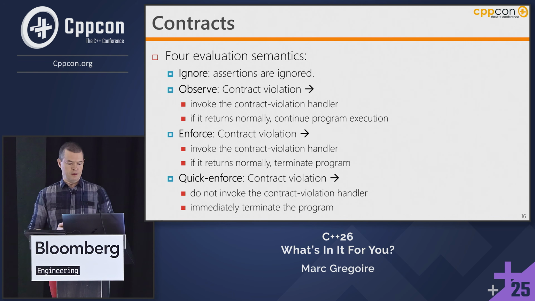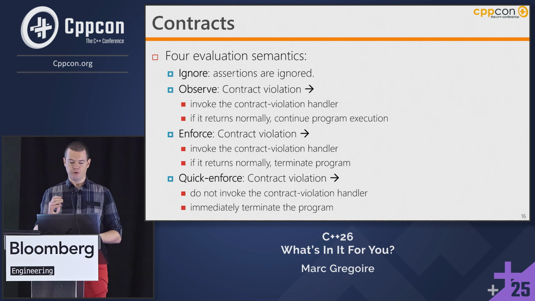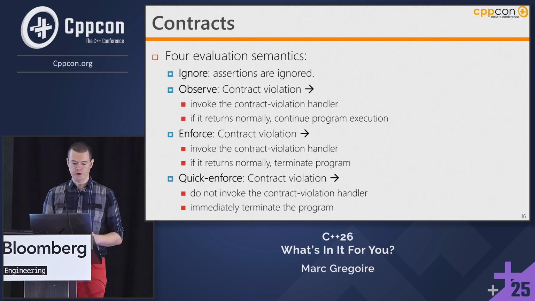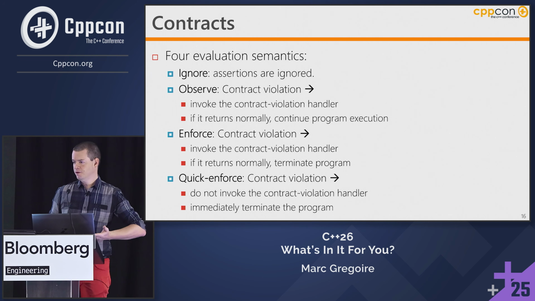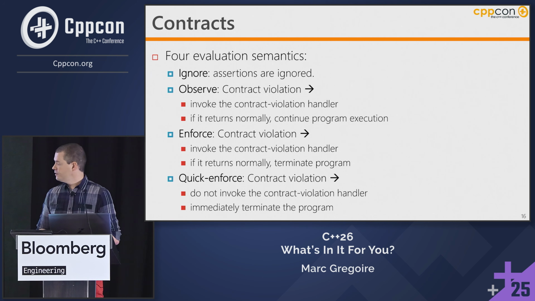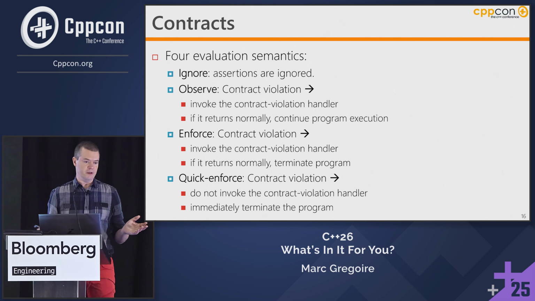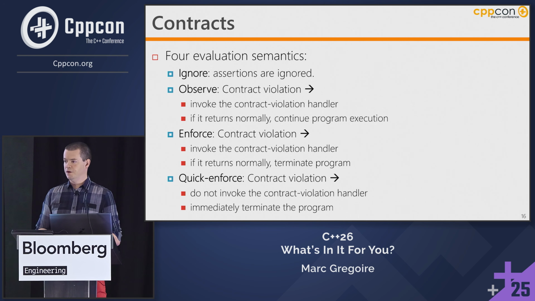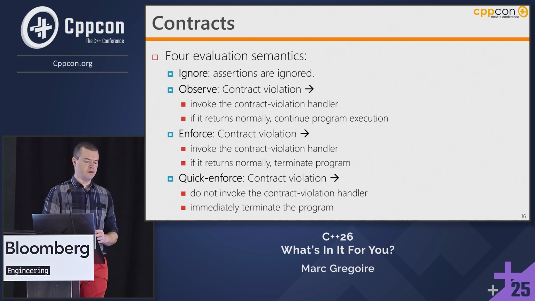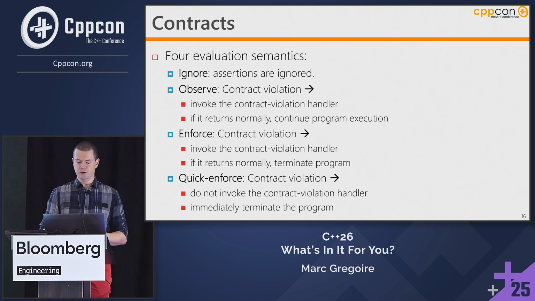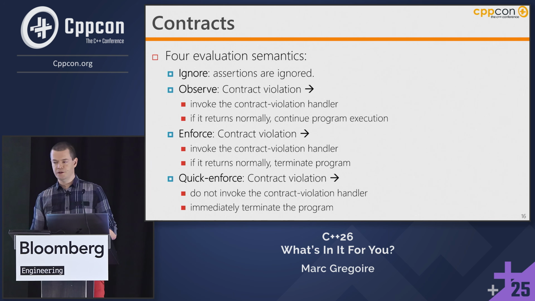Evaluating these contracts, there are 4 strategies that are defined in the standard. We have ignore, observe, enforce, and quick enforce. Ignore, the name is self-explanatory. All assertions are simply ignored. Observe, when there is a contract violation, then we call a so-called contract violation handler. And if that handler returns normally, then we continue execution of the program.